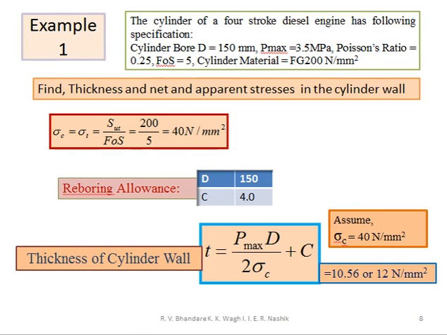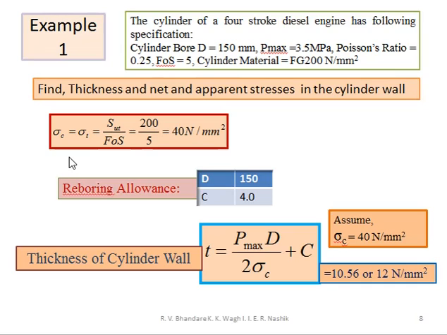Now we see an example to calculate the thickness and the net stresses and apparent stresses in the cylinder wall. The cylinder of a 4-stroke diesel engine has the following specification. The bore diameter is given as 150 mm. P max is given as 3.5, the maximum gas pressure. Poisson's ratio is 0.25. Factor of safety is 5, and the cylinder material is grey cast iron, 200 Newton per mm square.